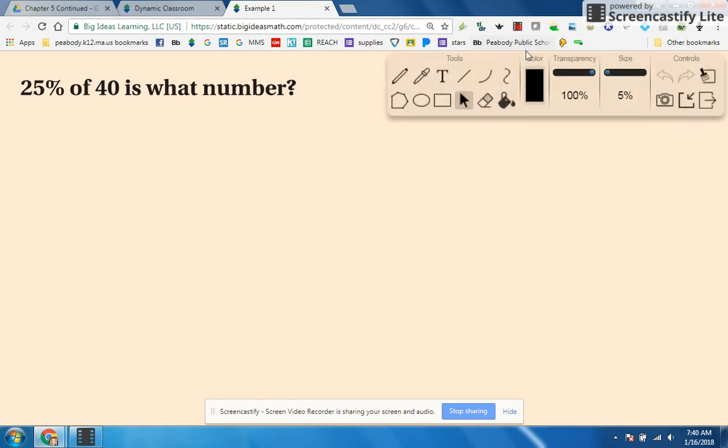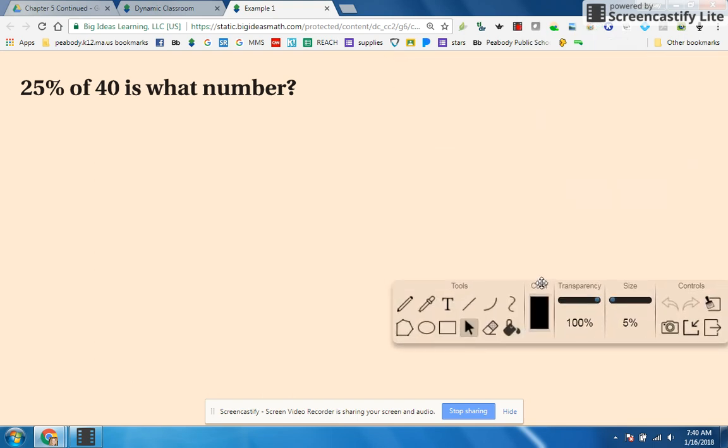Okay, so now that you have watched the notes and seen some examples, let's try some more on here. The first one I'm going to do for you, so I just want you to watch and pay attention, and then I'll give you one to try. So this one says 25% of 40 is what number? So this is saying basically what is 25% of 40?